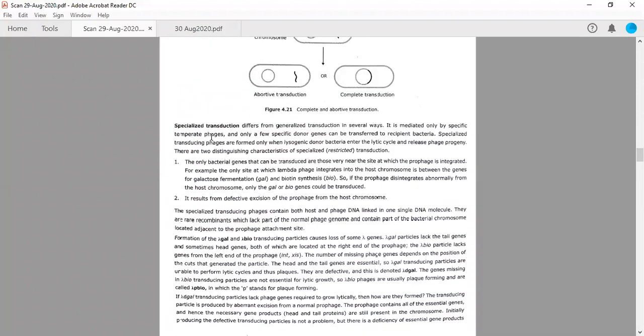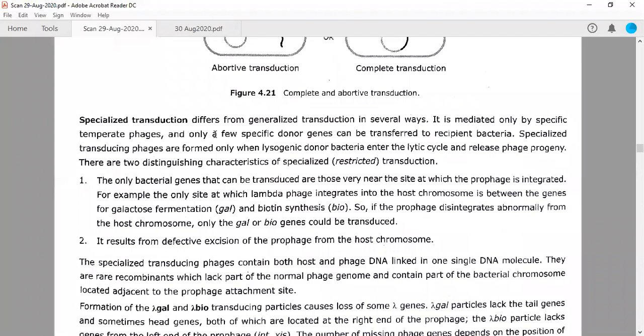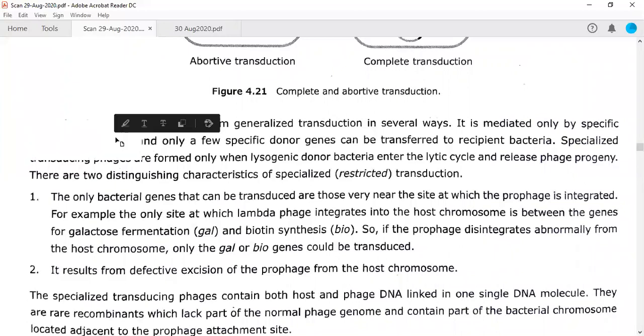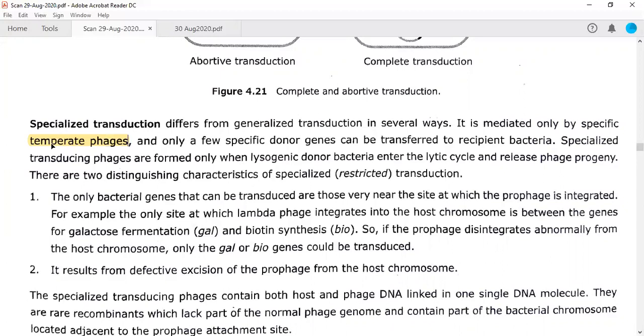So specialized transduction differs from generalized transduction in several ways. It is mediated by specific temperate phages. So first of all, we have included here a temperate phage, for example, lambda phage. So lambda phage is a temperate phage. There are two types of phages. One is temperate phage, one is virulent phage.